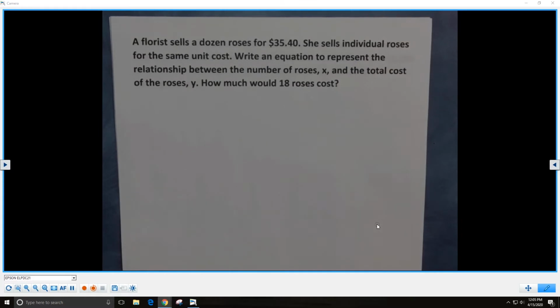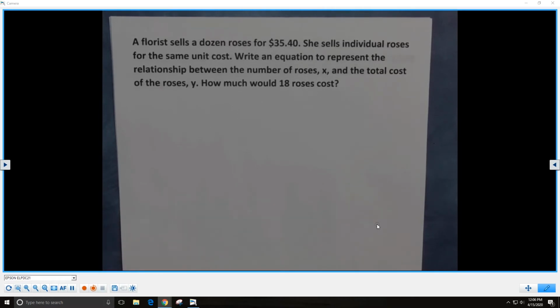A florist sells a dozen roses for $35.40. She sells individual roses for the same unit cost. Write an equation to represent the relationship between the number of roses, x, and the total cost of the roses, y. How much would 18 roses cost? Go ahead and work with me on this one.